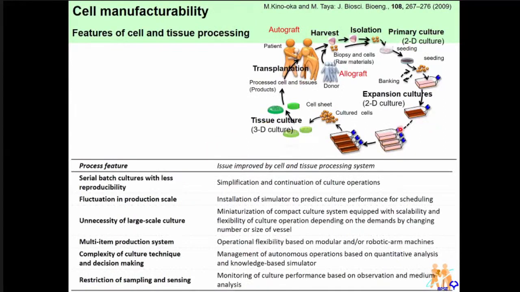And during the culture, I don't know if the students can understand batch culture. Batch means seeding, growing, harvesting, and seeding again. That's one batch. Serial means first batch, second batch, third batch, fourth batch. That means serial batch cultures with less reproducibility. During the cultures, cells become elder. So that means we have to care about the age of the cells.